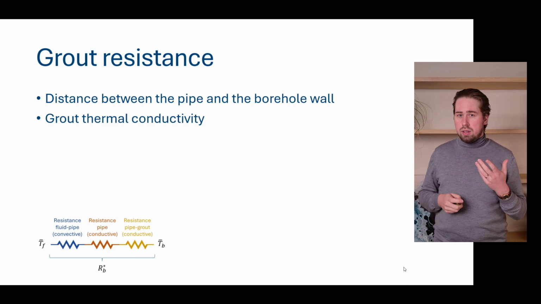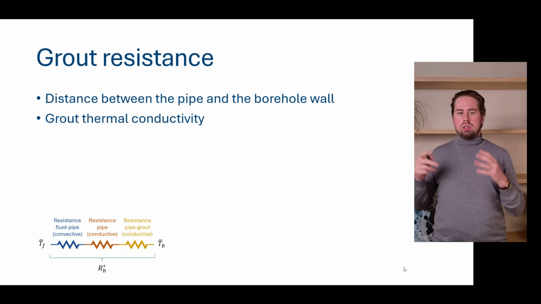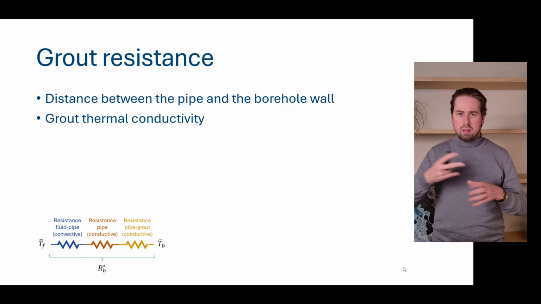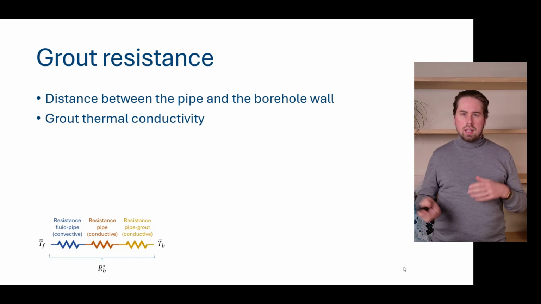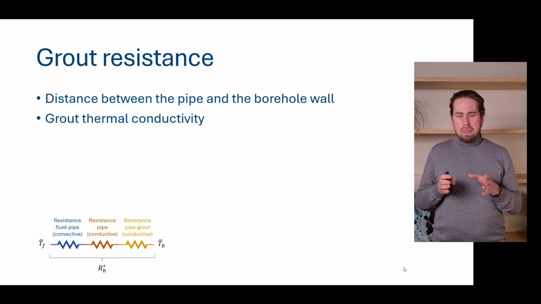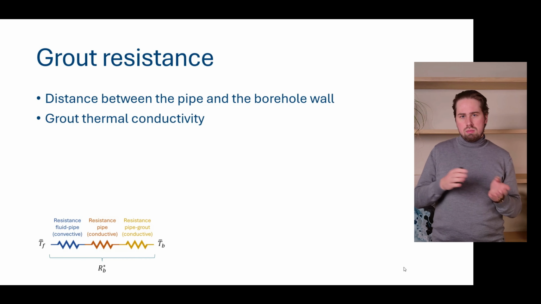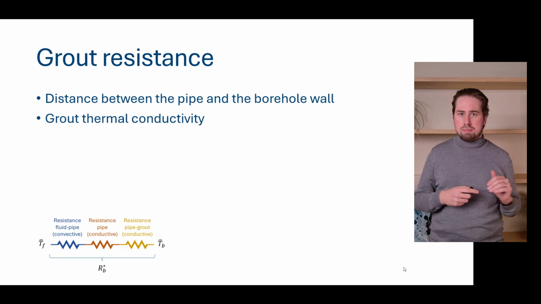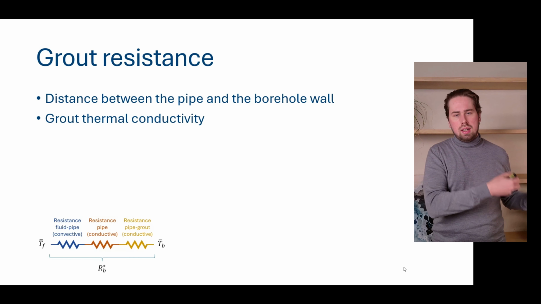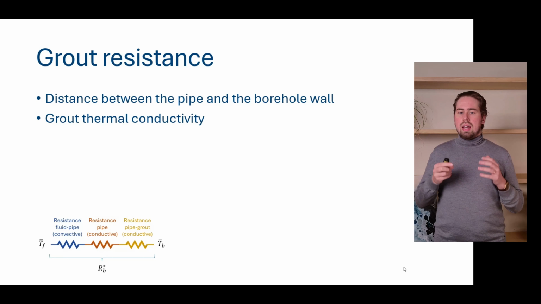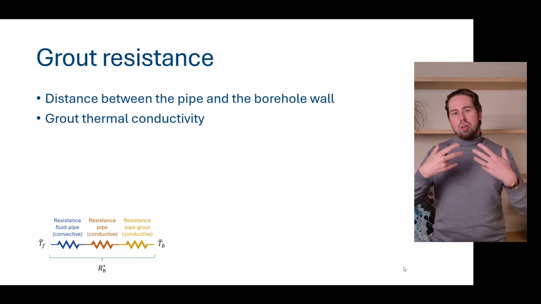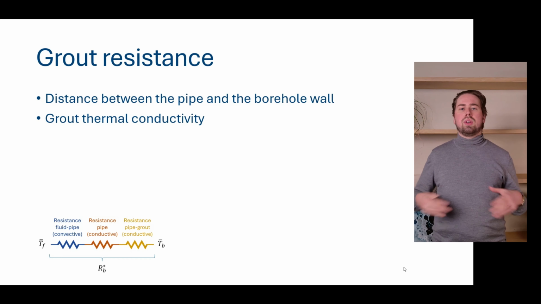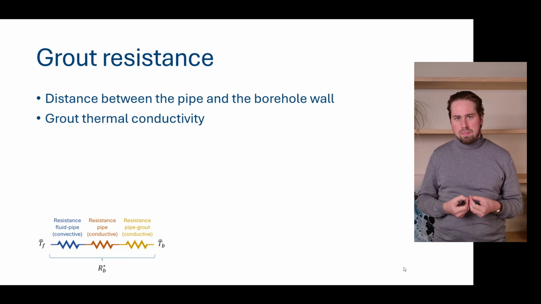Now a second thing where you actually have influence is your grout thermal conductivity. Depending on which material you choose, whether it's bentonite or silica or whatever, you can have a conductivity between 0.6 watt per meter Kelvin and 2.5 watt per meter Kelvin for really thermally enhanced grouts. And this of course has an effect, because the better the conductivity of your grout, the easier it is for your heat to pass through it, and the lower your resistance will be.